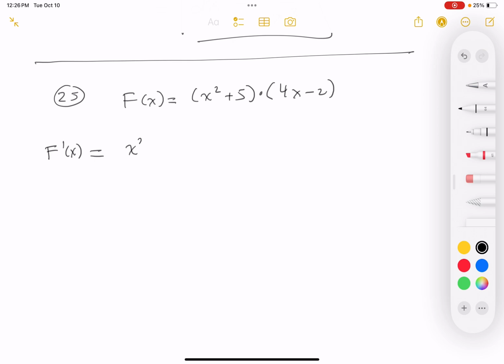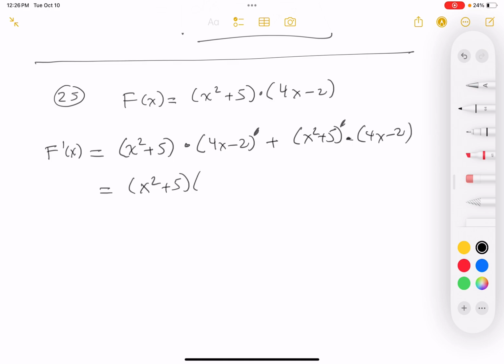So the first function times the derivative, I'll put a little mark there, I'll do that in a moment, plus the derivative of the first function times the second function. All right, and maybe being too careful can hurt you, actually. What's that going to be? Well, the derivative of 4x minus 2 is just 4, plus, well, the derivative of x squared plus 5 is 2x, and they get 4x minus 2.